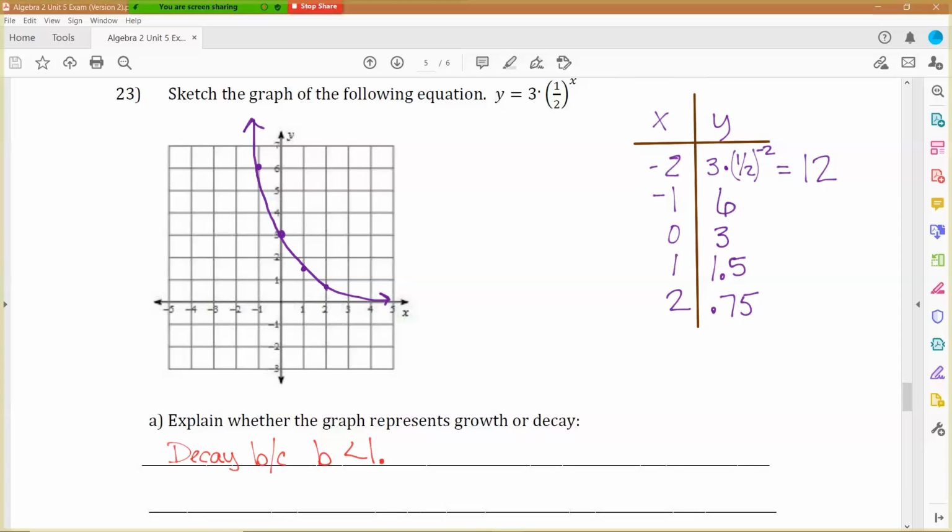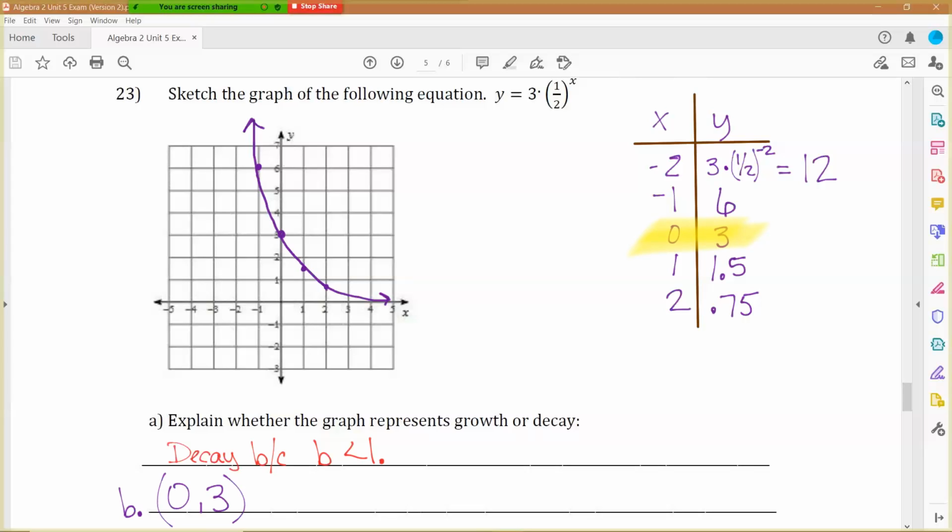Part B is not on my screen, but it goes with this question, so we're going to throw it in here. Part B says, what is the y-intercept of the graph? Remember, your y-intercept's your initial value, or if you're looking at your table, it's just whatever ordered pair goes with 0. So in this case, your y-intercept is 0, 3.